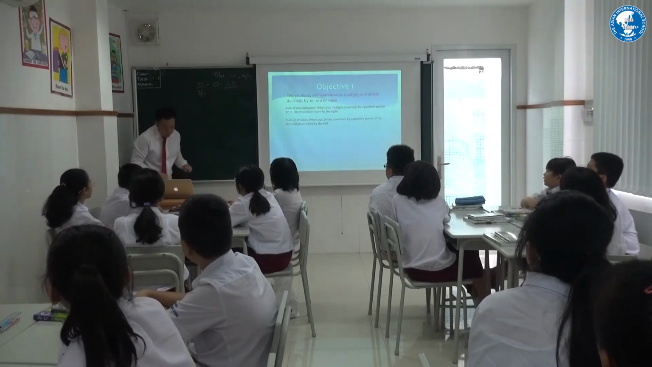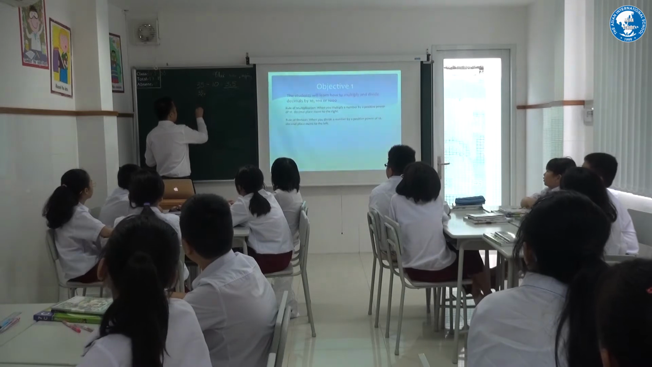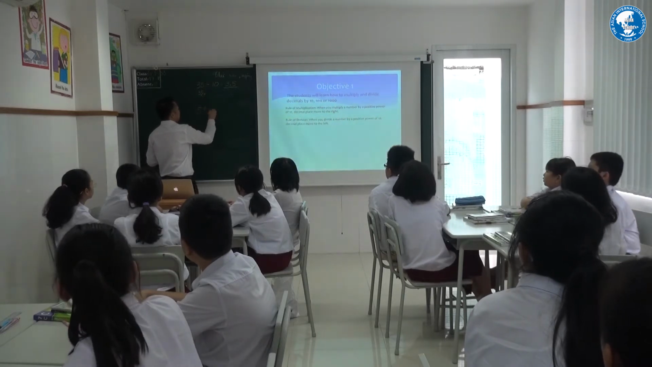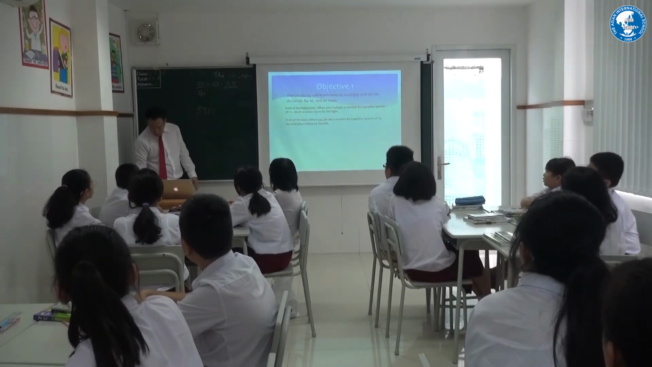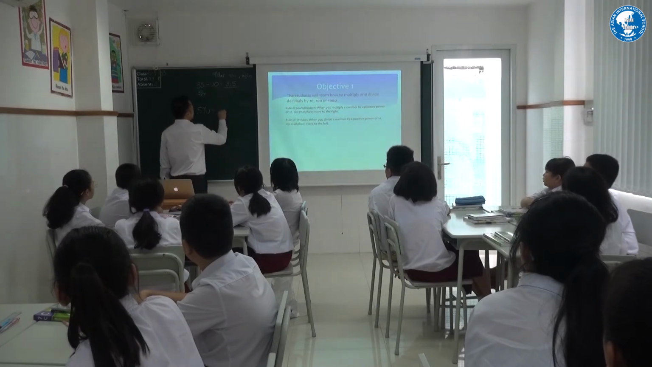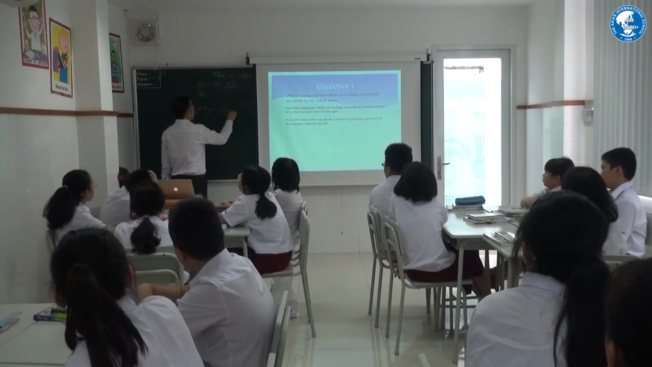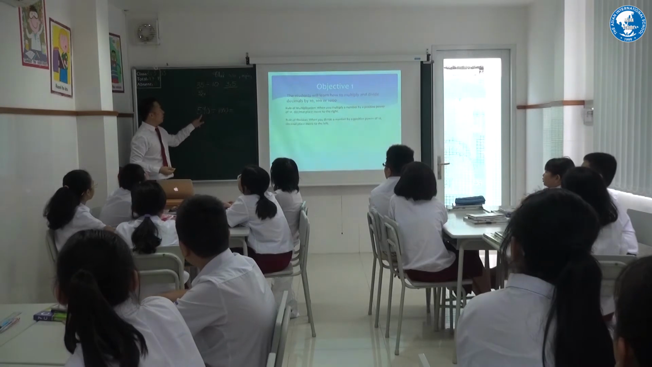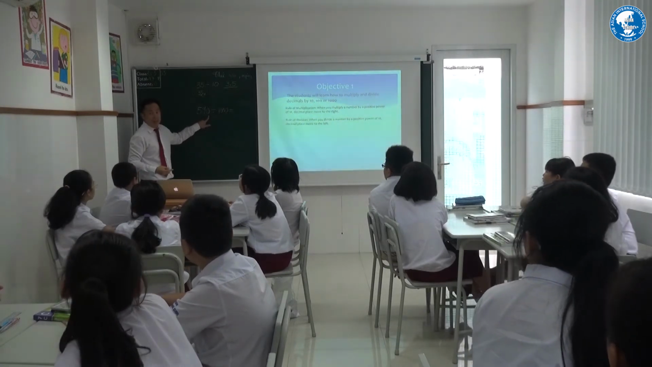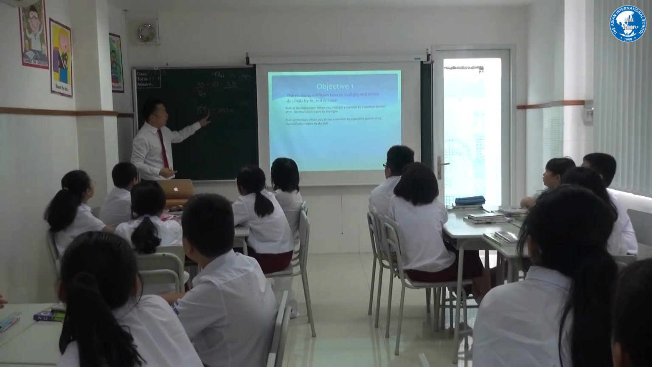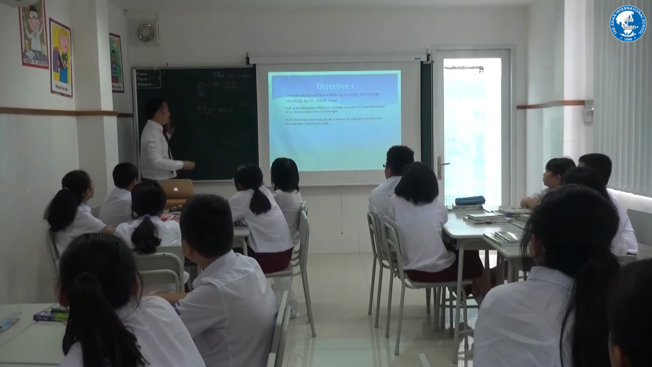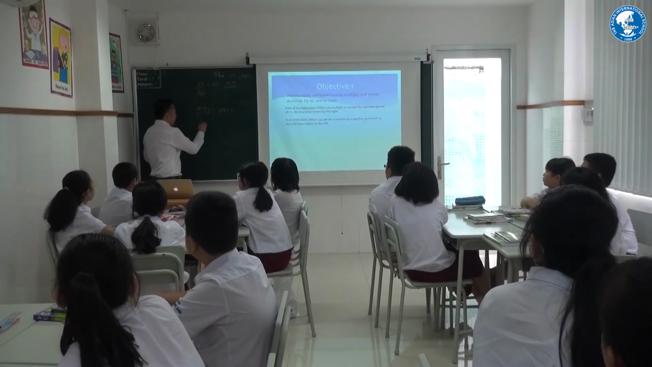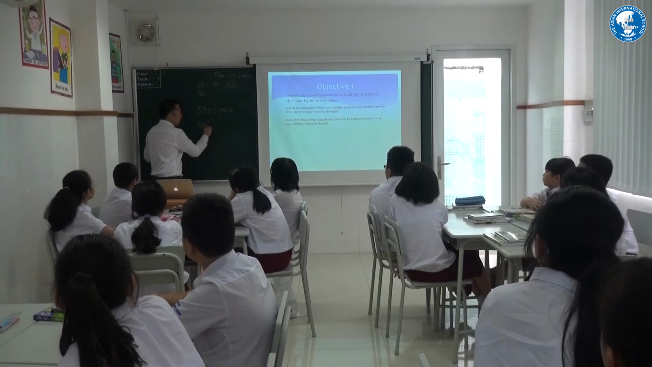Okay, let's have another example. What about 590 divided by, let's have 1,000. What is the answer? So again, 590, the decimal point is at the end of the number 590. So you have 590, and this is your decimal point.